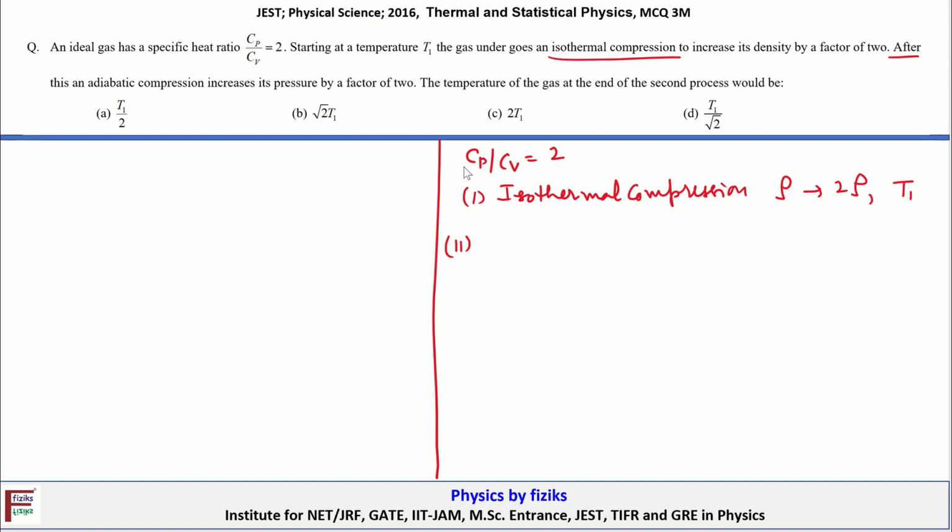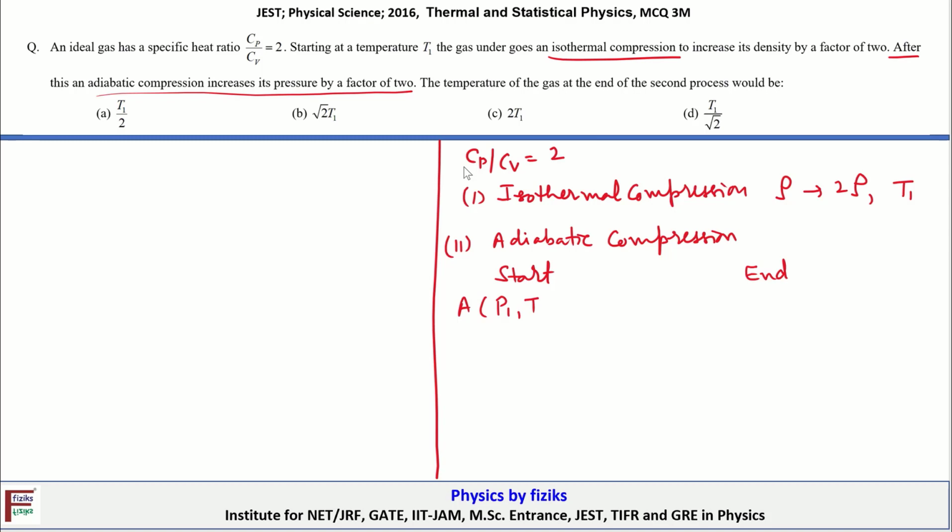Okay, so the second process is adiabatic compression. After this, an adiabatic compression increases its pressure by a factor of 2. So now the second step is adiabatic compression, where we have a starting point and an end point. Let's say our starting point is A, with pressure P1 and corresponding temperature T1. Let's assume that when the process goes through adiabatic compression, the final pressure is P2 and the corresponding temperature is T2, and it's given that P2 is equal to twice the initial pressure, that is 2P1, or 2P.